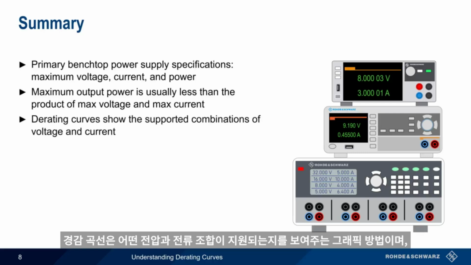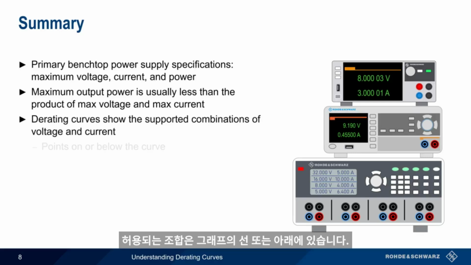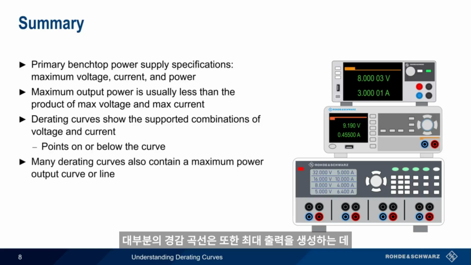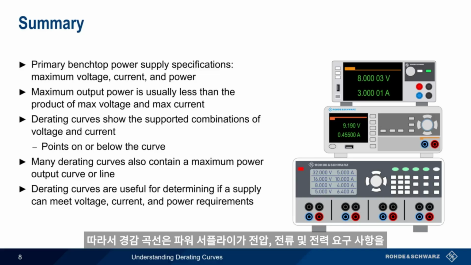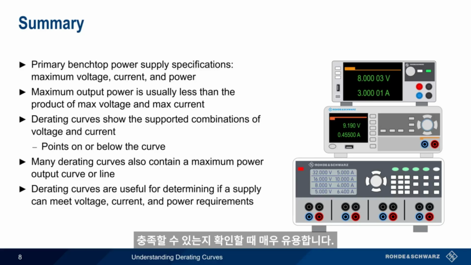Derating curves are a graphical way of showing which voltage and current combinations are supported, with allowable combinations lying on or below this line. Many derating curves also contain a maximum power output curve, or line, for determining which voltage and current combinations can be used to produce maximum output power. Derating curves are therefore very useful when determining if a power supply can meet requirements for voltage, current, and power.